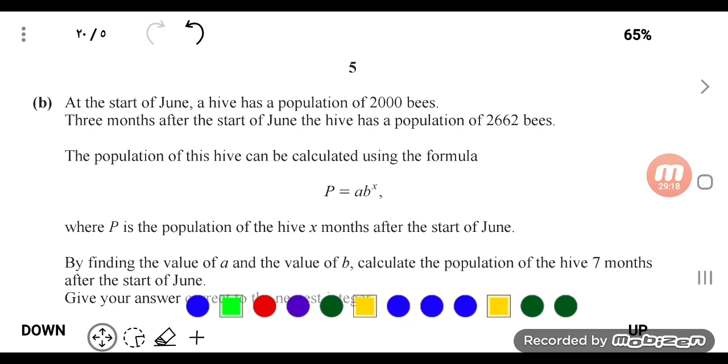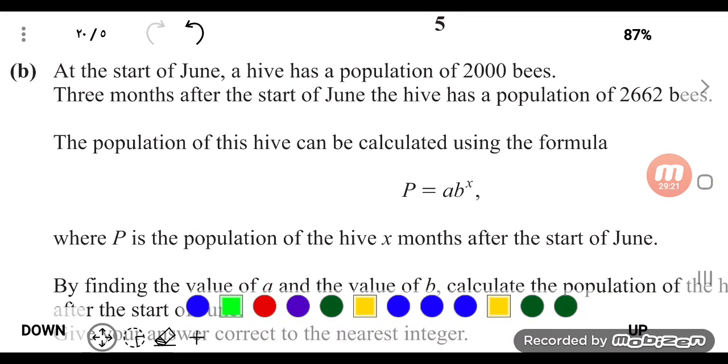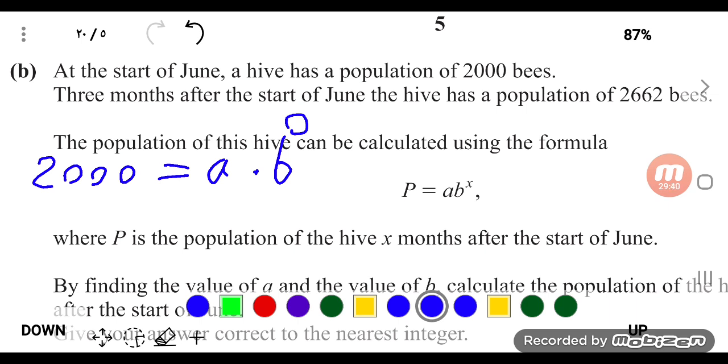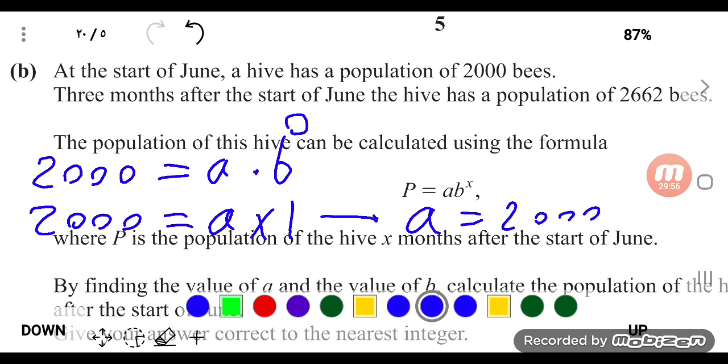Okay. At the start means you can plug 0 for X and you can plug 2000 bees for P. So let's do that. 2000 here for P and 0 for X. A times B to the power of 0. Any number to the power of 0 is 1, so B to the power of 0 becomes 1. So 2000 equal A times 1. And A times 1 equal A. This means A equal 2000. Like this, we found A.